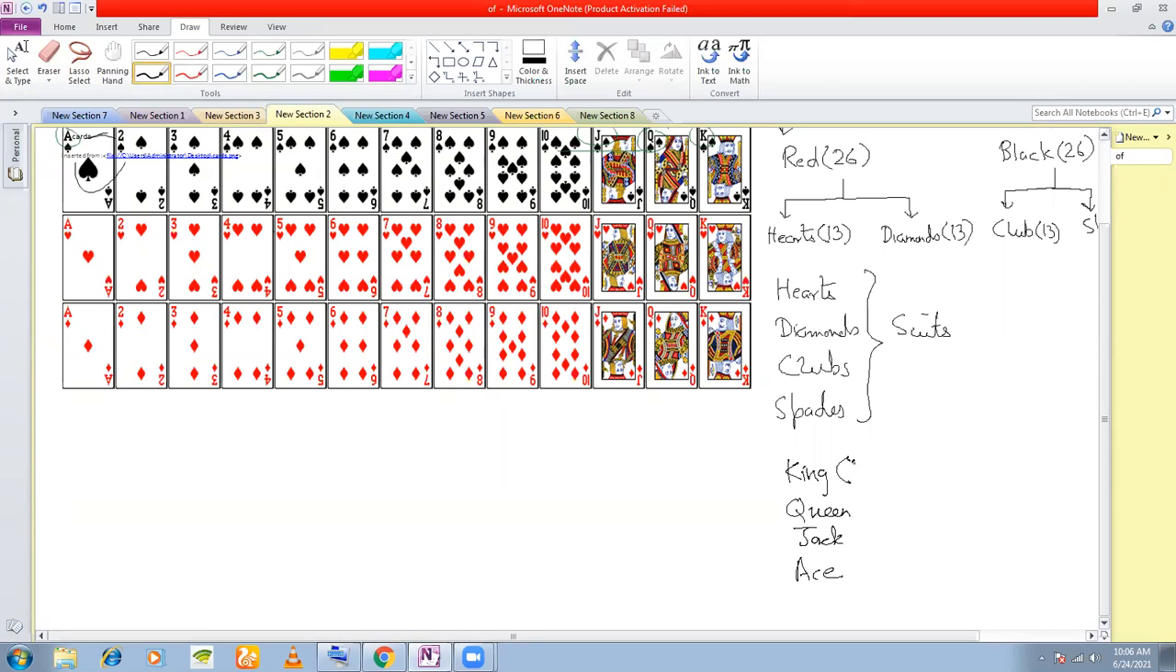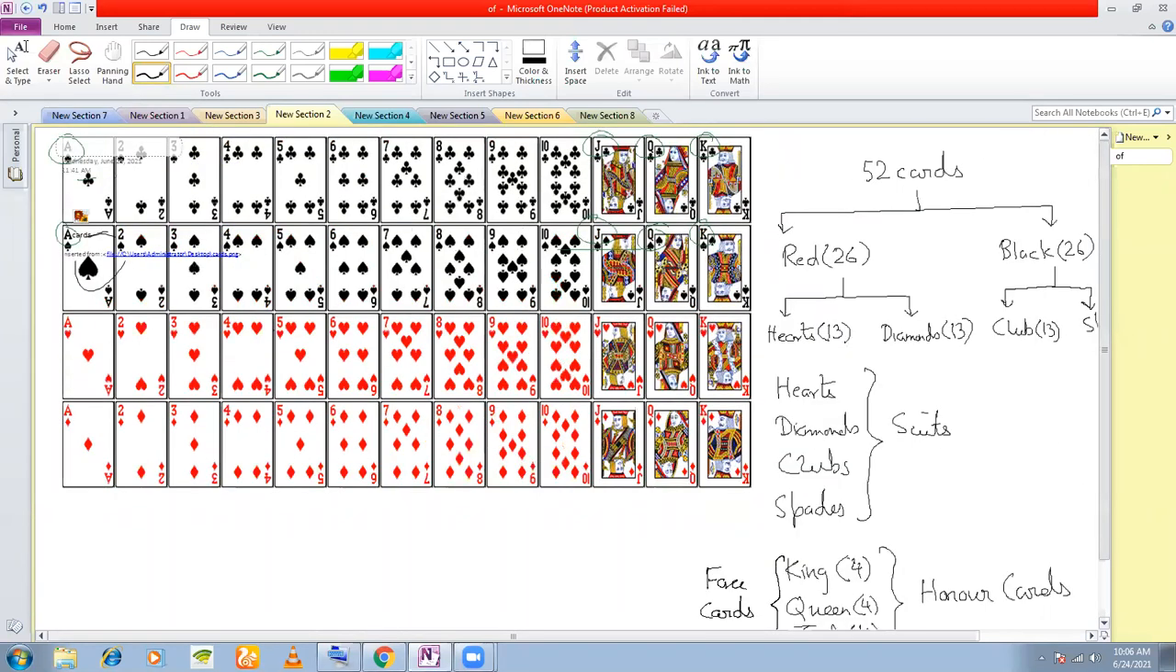In all four suits, there are four kings, right? How many queens? Four queens. How many jacks? Four jacks. How many aces? Four aces. There are a total of 16 cards, right? These are called honor cards. Also, these three cards, the king, queen, and jack, there are 12 cards in total. These are called face cards, except the ace.